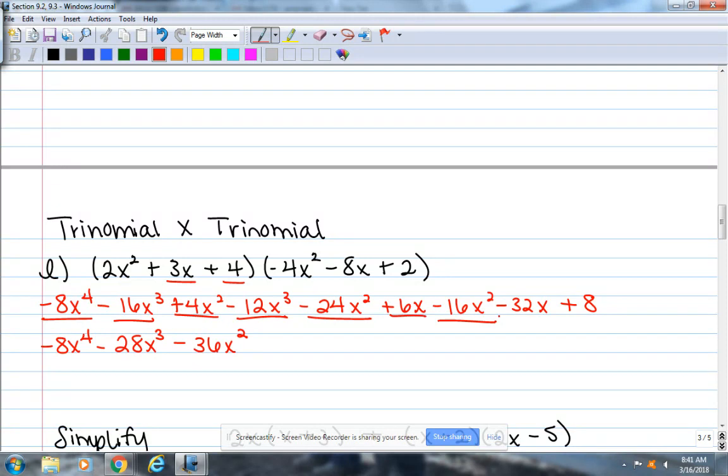And then 6x minus 32x is what? Negative 26. Copy the footnote. And there's your final answer.